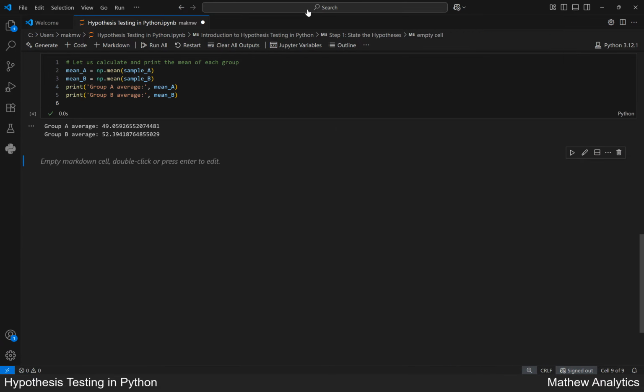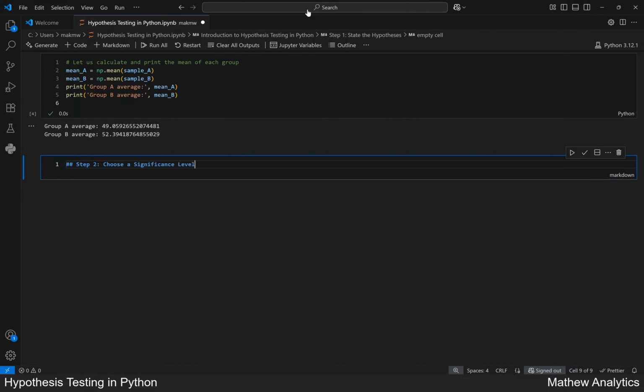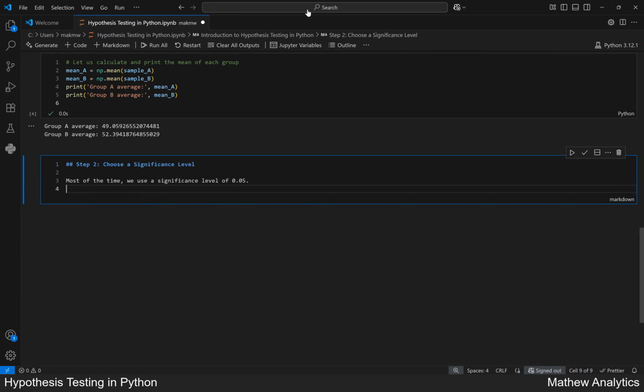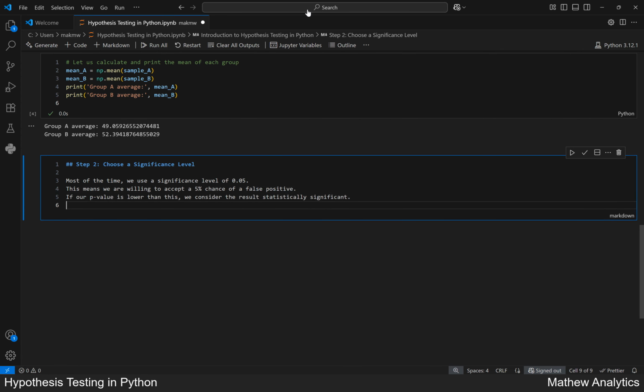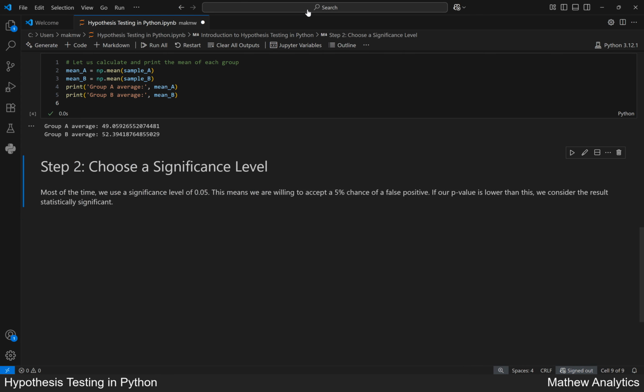Step 2. Choose a significance level. Most of the time, we use a significance level of 0.05. This means we are willing to accept a 5% chance of a false positive. If our p-value is lower than this, we consider the result statistically significant. Running the cell now. Can you think of a situation where you would want a stricter significance level?